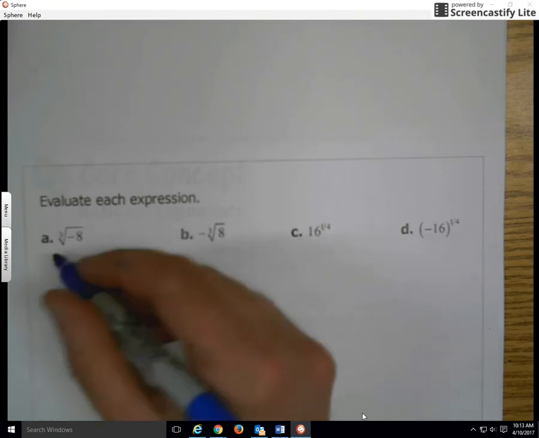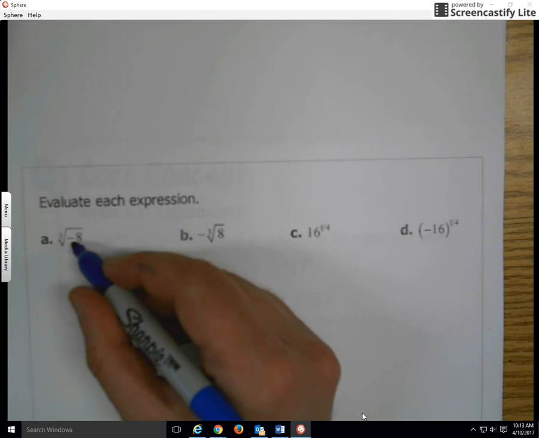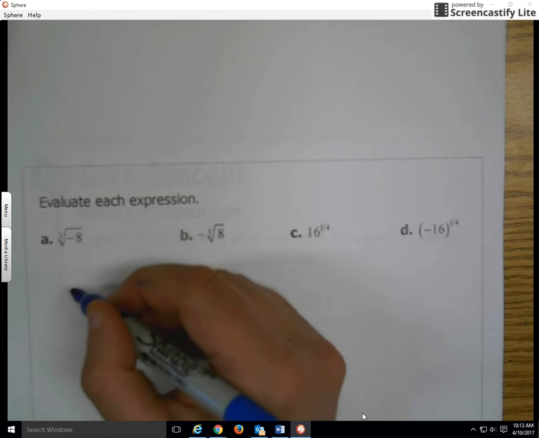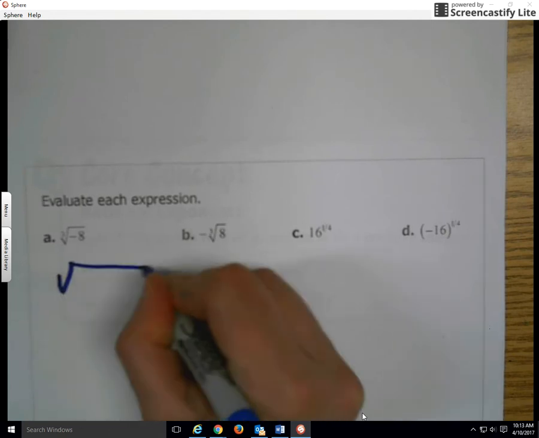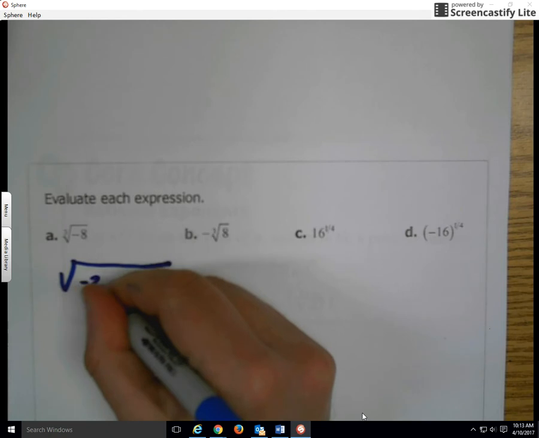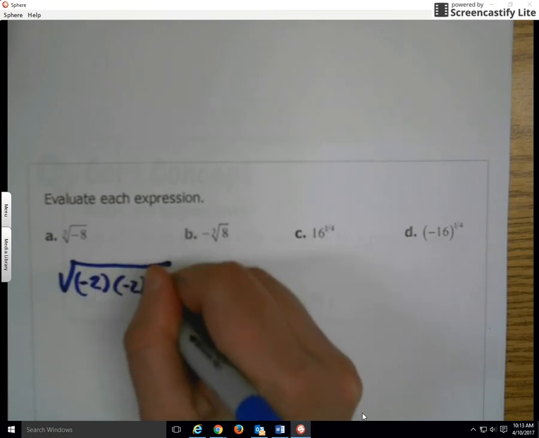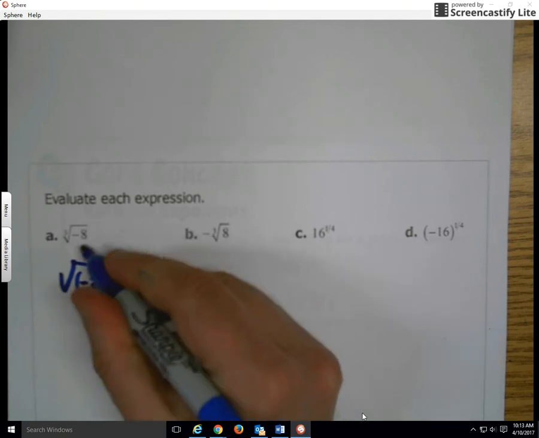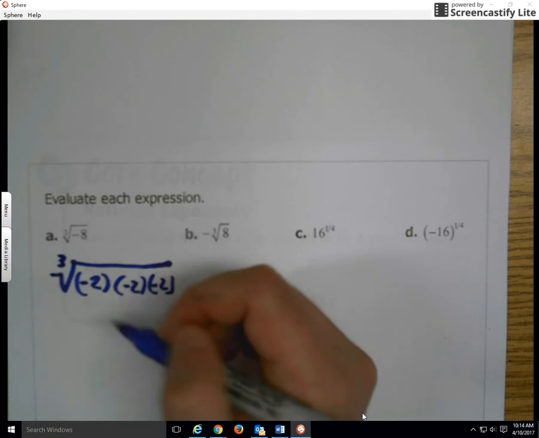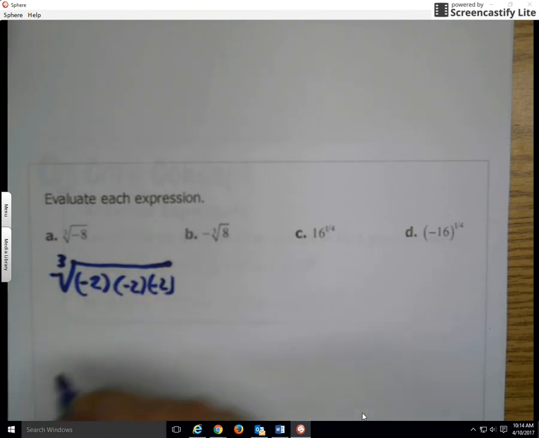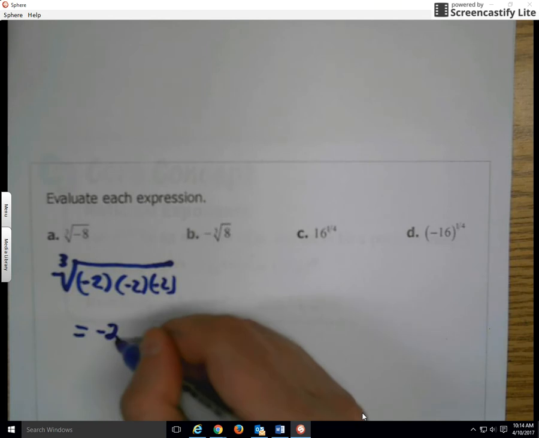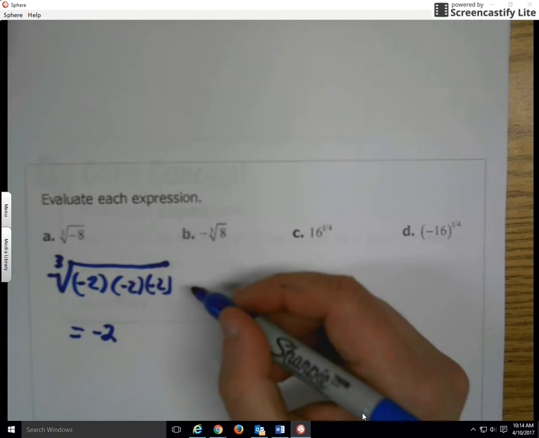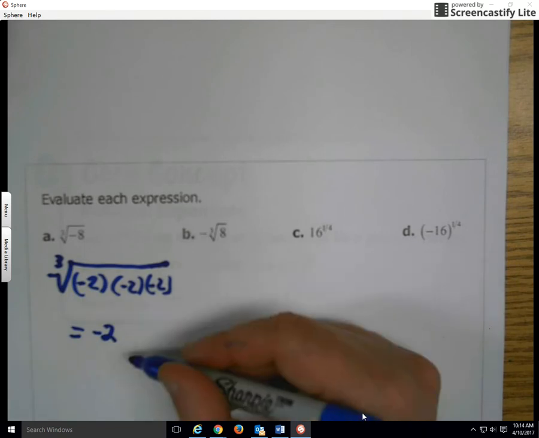So looking at this one here, you're taking the cube root, and it's a negative a. If we were to rewrite the expression showing its factors, it'd be negative 2 times negative 2 times negative 2, because 2 times 2 is 4, and 4 times 2 is 8, so it'd be negative 8. If we were to take the cube root of that, 1 out of the 3, what would it equal? Negative 2, right? That's evaluating this negative 8. And it would just be the one answer, right?